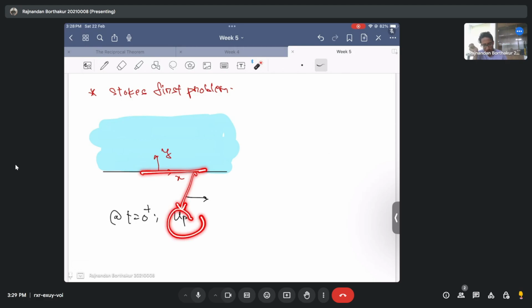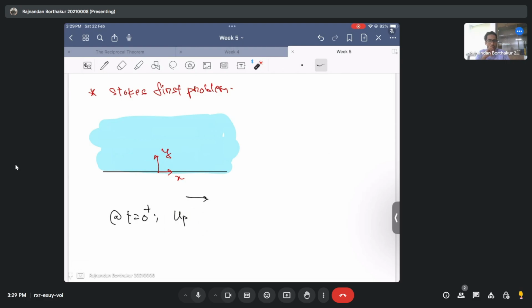with some velocity u p. Now the idea is when you move this plate, on account of the fluid being viscous, the fluid will also move in either of these directions, depending on which direction you are actuating the plate, with some velocity. And this was typically the Stokes first problem.